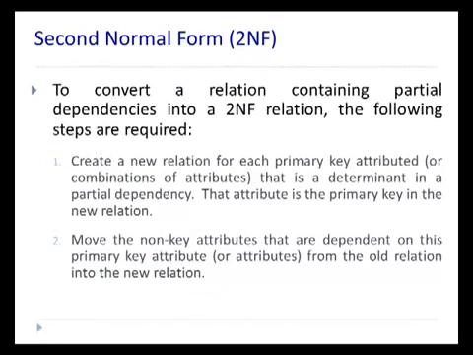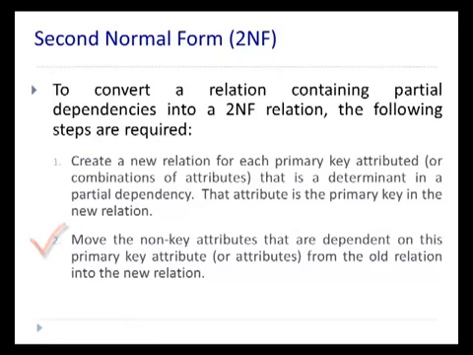Alright, so to eliminate or remove the partial dependencies, we have a formal process where we will create a new relation for each of the primary key attributes and each of the combinations of those primary key attributes. That is a determinant. And that is a decomposition process, so we want to make sure that when we're done with this, we have all the attributes accounted for. Then we're going to go through and look at which attributes are dependent on which specific determinants.